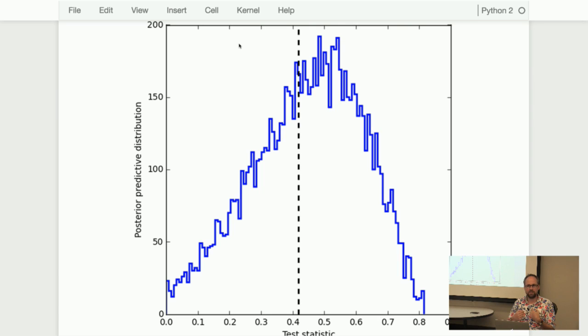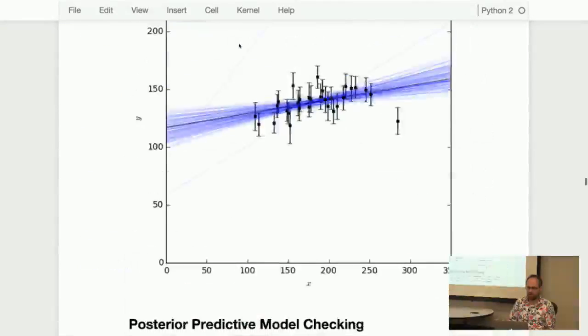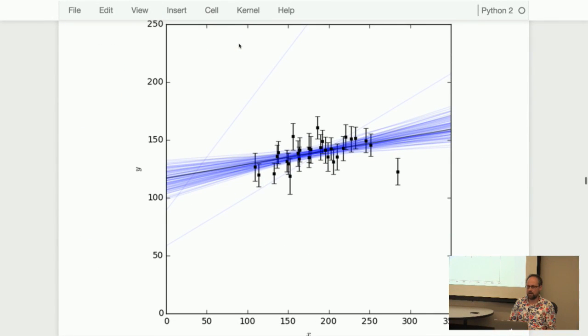So I find it hard to design test statistics. There's some skill involved, but I think it helps to go back to this plot and look at it and say, well, what is it we're not capturing, or what might we not be capturing, and then try and design a test statistic that probes that.